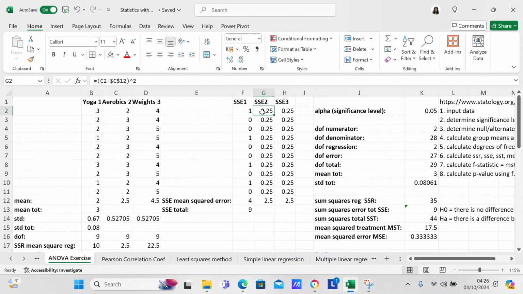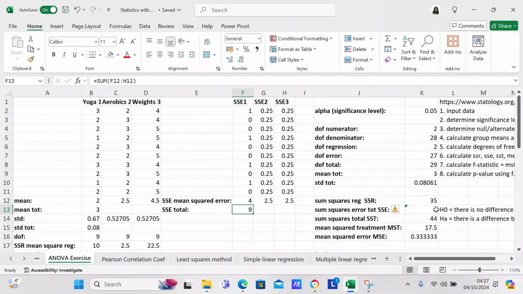And then we're going to do the same thing for the C column, and the same thing for the D column. And then for the error, we're going to sum F2 to F11, sum G2 to G11, and then sum H2 to H11. And then the SSE total, that's your error, sum of squares error. That's going to be F2 to H2.